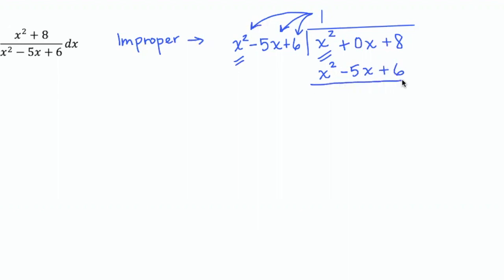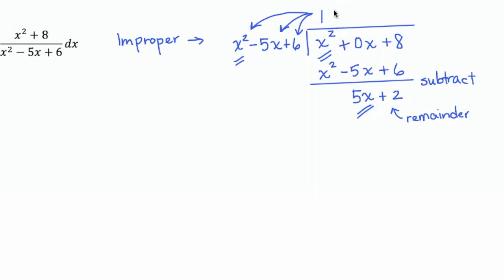Now when I work down each column here, please remember again that we are subtracting. So x squared take away x squared is gone. 0 take away a minus 5x is the same as 0 plus 5x, which is 5x. And 8 subtract 6 is 2. My degree of where I'm at in my division is now less than my divisor, so this is in fact my remainder, and I will stop the division process.